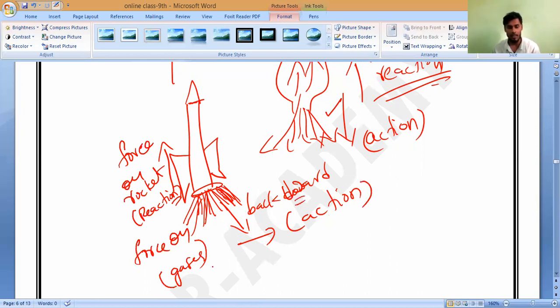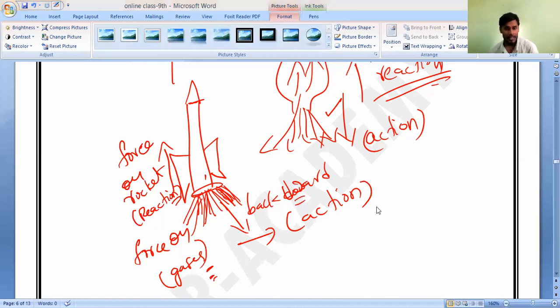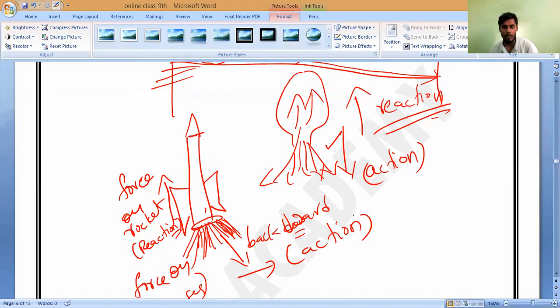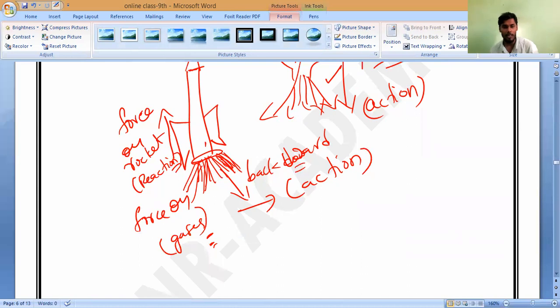The backward force, the force acting by the engine of the rocket on these gases, is called action. So the gases will exert the opposite force. That is what we call reaction. Do you understand? Yes, sir. That is the second example. In the second example, everywhere you can see, what is happening everywhere? The principle of action and reaction only.